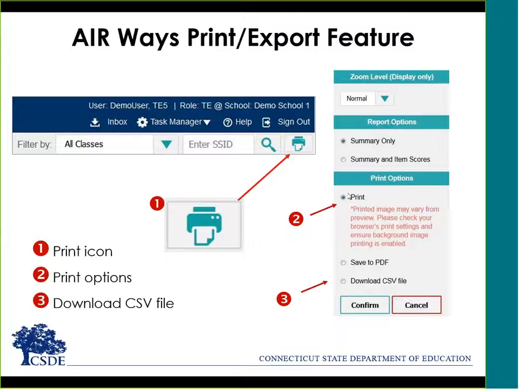The print feature allows you to download and print various reports in the Airways reporting system. Select the print button at the top right corner indicated by the number 1 in the screenshot, and print options will appear. These options are indicated by the number 2 in the screenshot. If you wish to see the reports as they appear in Airways, select Print or Save to PDF. If you would like to do a deeper dive into the specific data, you may download the CSV file. For some pages and reports, when you select Print or Save to PDF, you will be given the option to either print the summary or also print items and student responses.